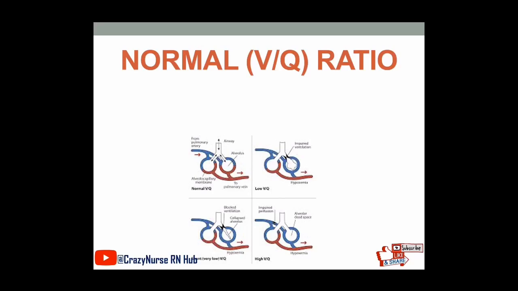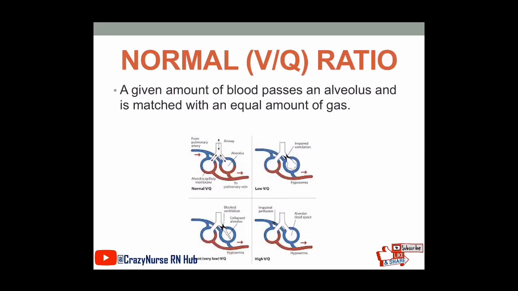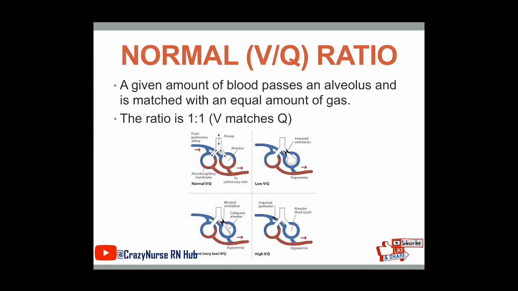For your normal ventilation and perfusion ratio, a given amount of blood passes an alveolus and is matched with an equal amount of gas. So that means the ratio is 1:1. So ventilation matches the Q. So we don't have a problem here. Okay, this is a normal finding. This is a normal proportion between your ventilation and perfusion.